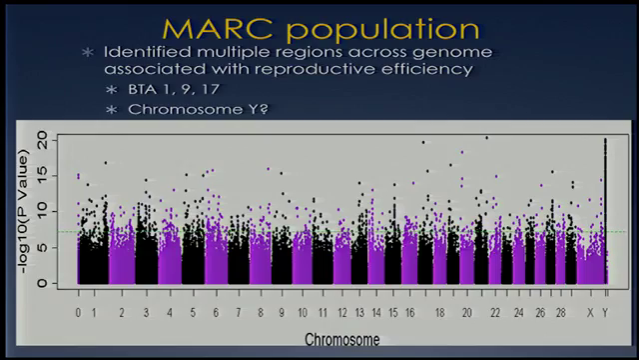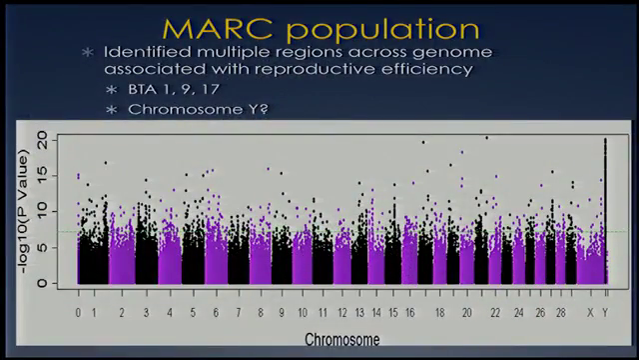Now, this is a different graph than the one I presented at BIF. We've tried to do some different analyses, and this is a more liberal analysis. In the one I presented at BIF, we only had a couple of regions that were significant, 1, 9, and 17, but when we get more liberal with the analysis, as you can see, there's a number of regions across the entire genome that light up.